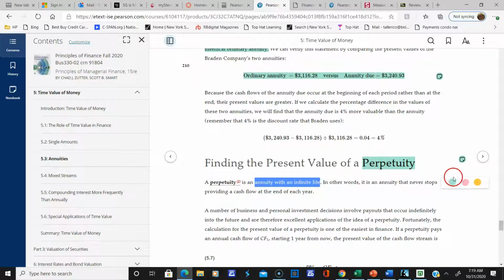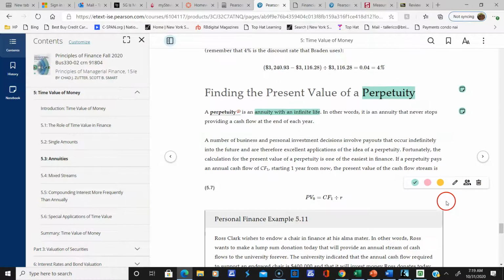So let's see if I can get that to highlight there, right? A number of business and personal investment decisions involve payouts that occur forever into the future, like a pension, right? And therefore excellent applications of the idea of a perpetuity. Fortunately, the calculation for the present value of a perpetuity is very simple.